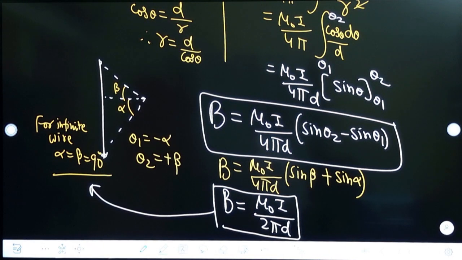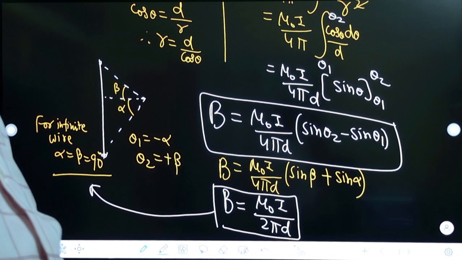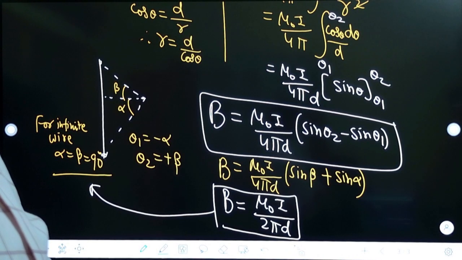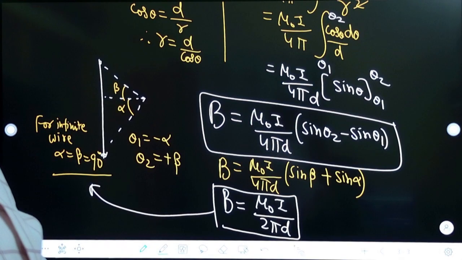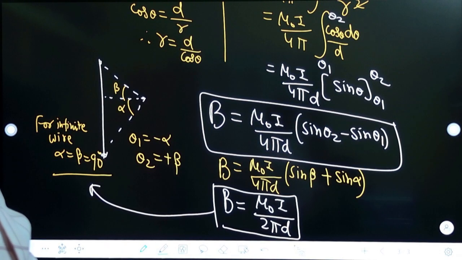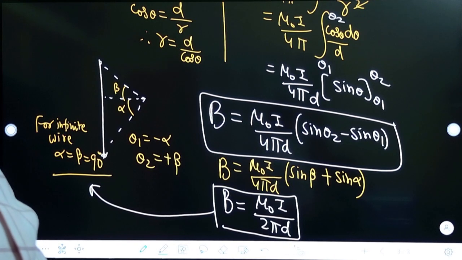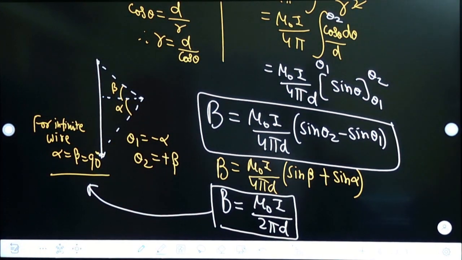This question can come in the board exam for 5 marks. Biot-Savart law means more application, so 5 marks it will come. But if they ask Ampere circuital law, that can come in 3 marks.